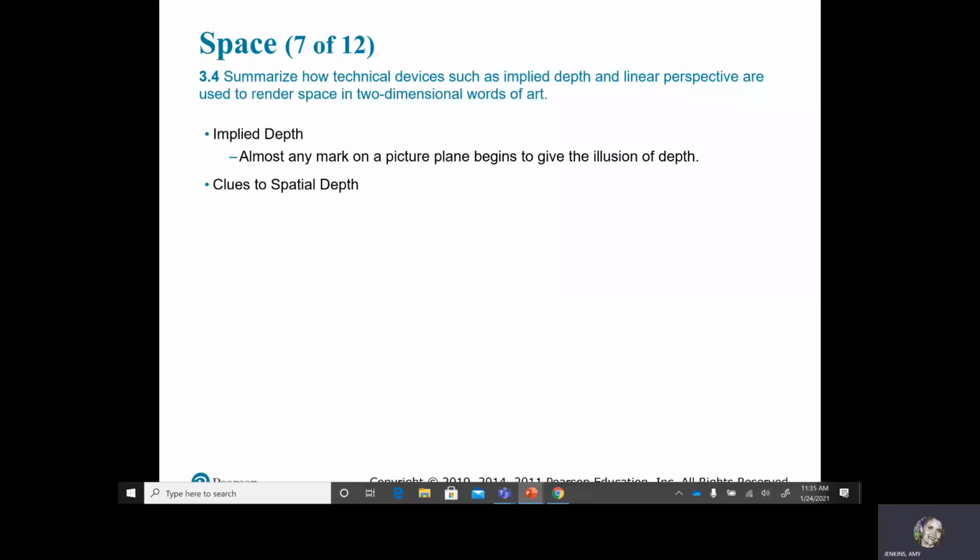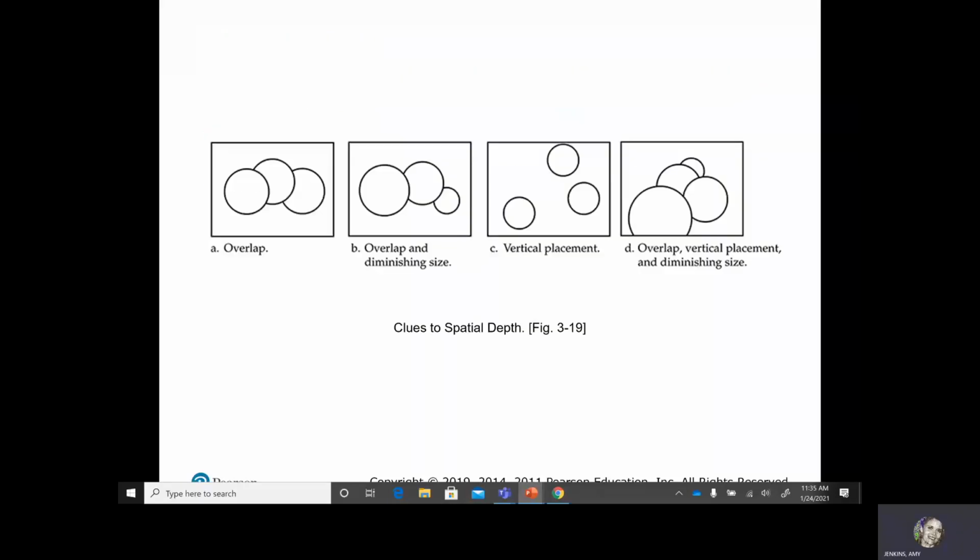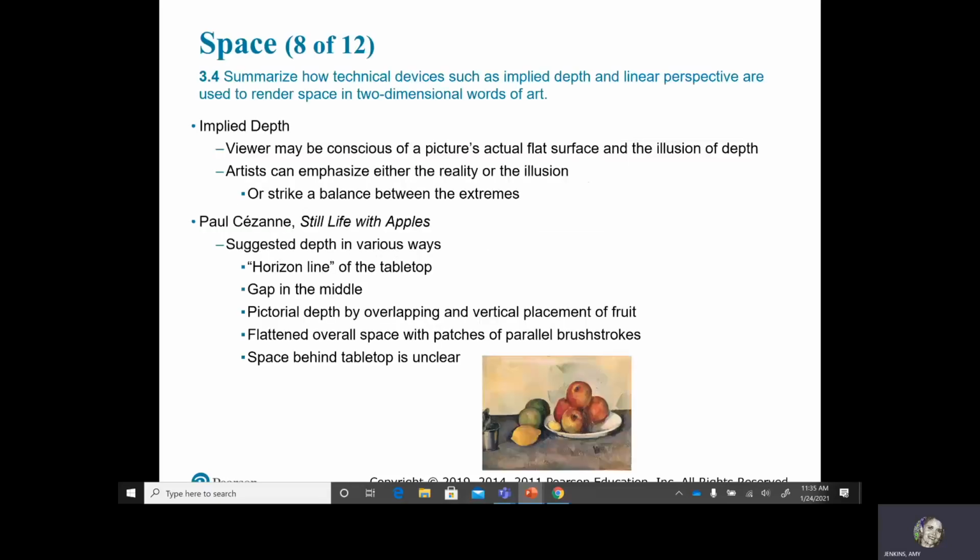Implied depth. Almost any mark on a picture plane begins to give the illusion of depth, and it gives clues to spatial depth. This has overlap and diminishing size, vertical placement. Implied depth. Viewer may be conscious of a picture's actual flat surface and the illusion of depth. Artists can emphasize either the reality or the illusion or strike a balance between the extremes.